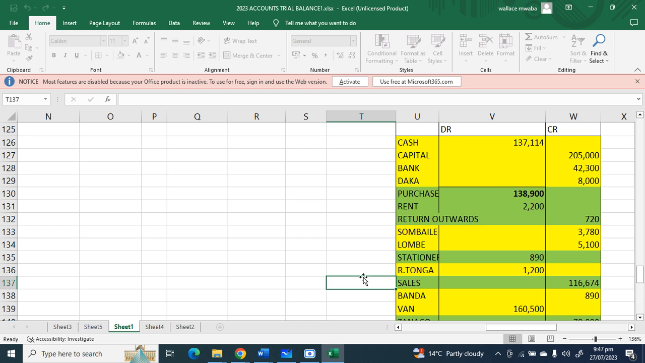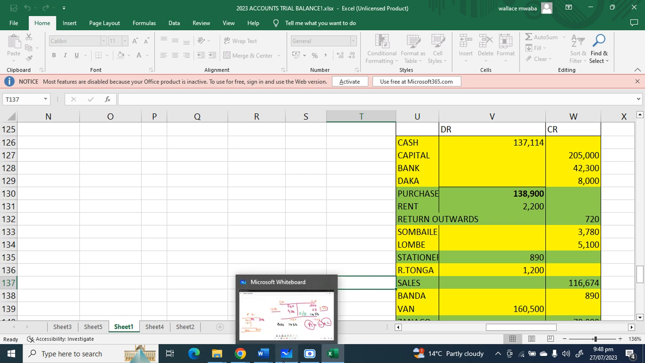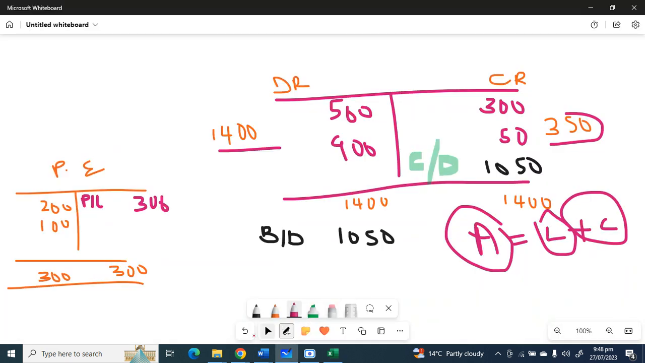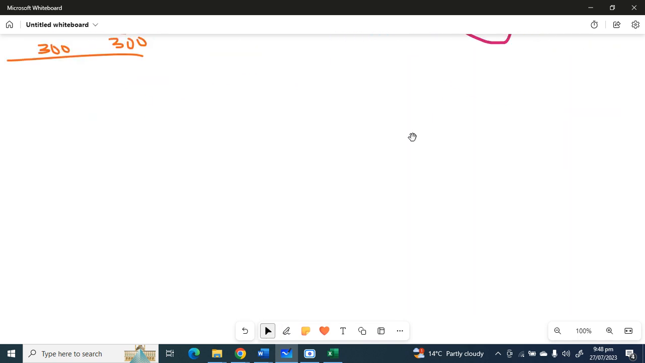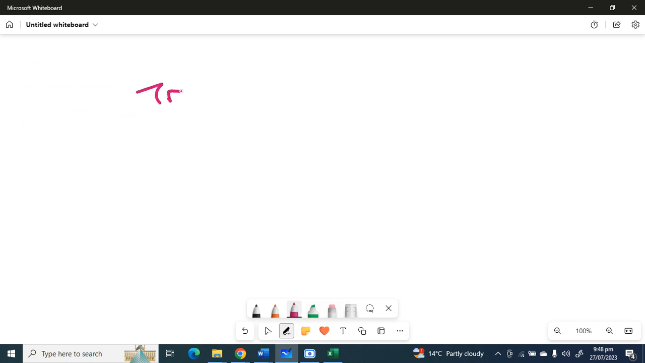You can look at your trial balance that's been sent to you. What is the first item in our trading account? Trading account for the Bwezani family. Yes, the sales. That's the first figure.